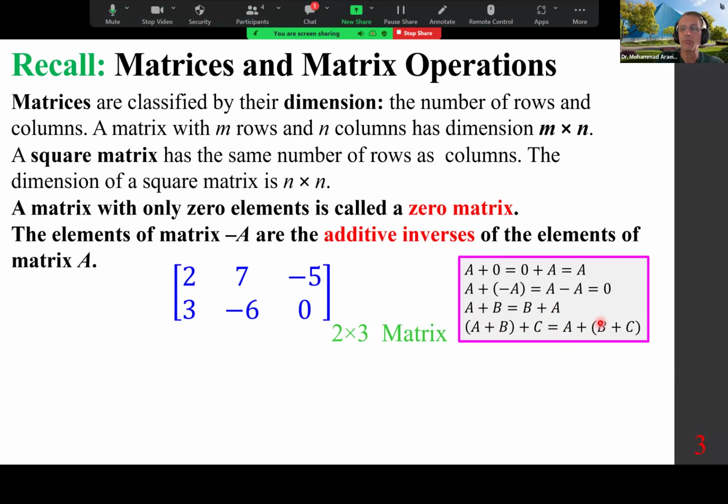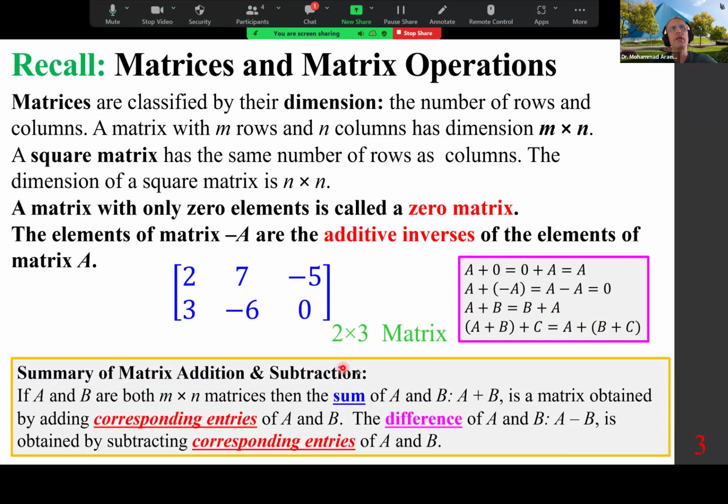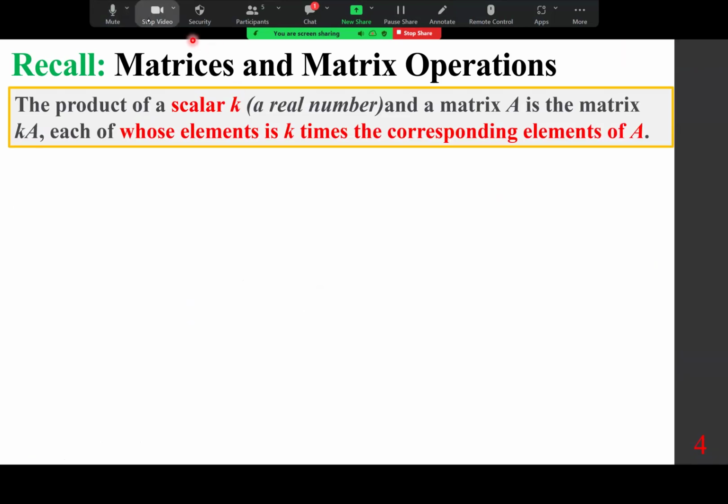Summary of matrix addition or subtraction: if A and B are both m by n matrices, then the sum of A and B, namely A plus B, is a matrix obtained by adding corresponding entries of A and B. The difference of A and B, namely A minus B, is obtained by subtracting corresponding entries of A and B. The product of a scalar K, meaning a real number, and a matrix A is the matrix KA, each of whose elements is K times the corresponding element of A.